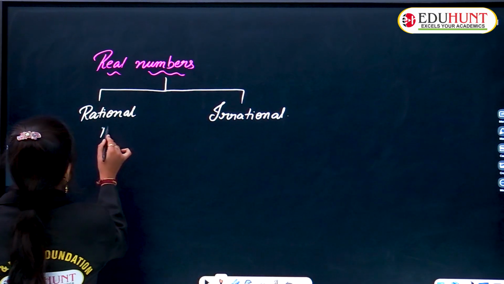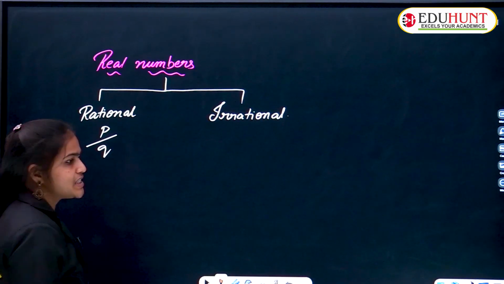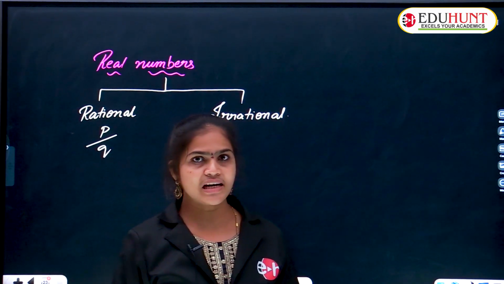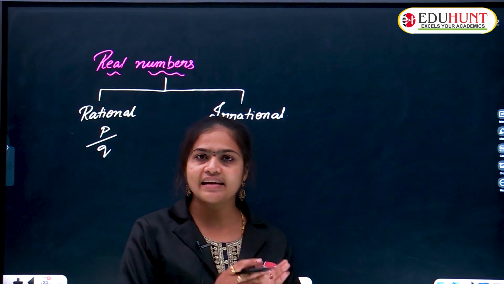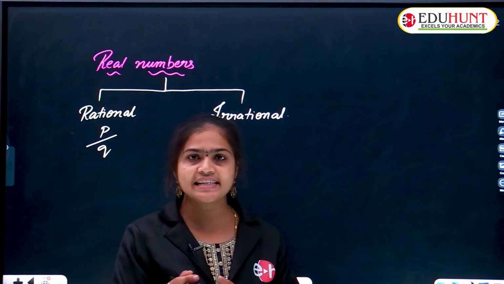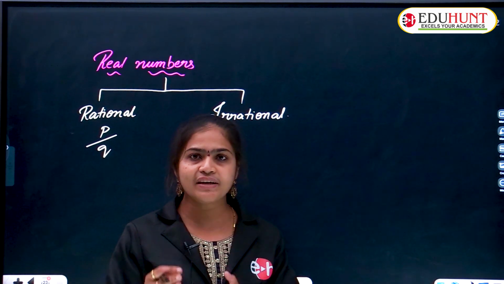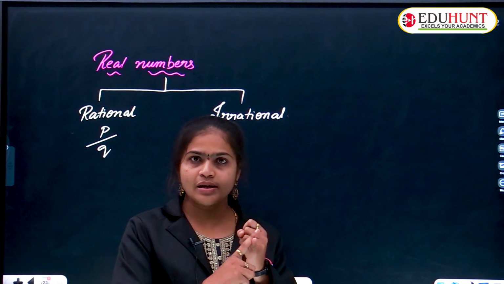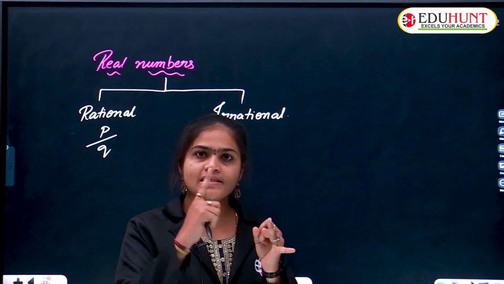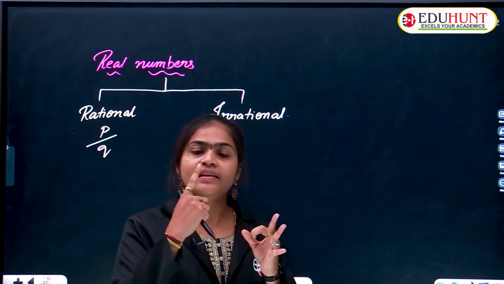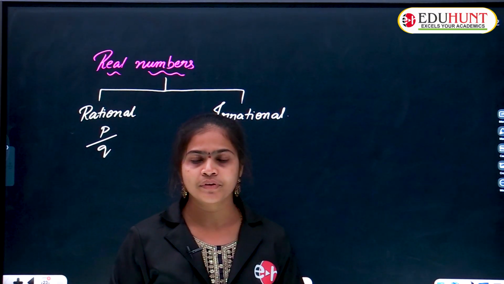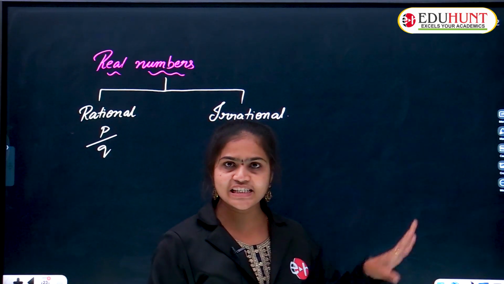Rational numbers means P by Q form. The numbers which can be written in the form of P by Q, all those numbers are rational numbers. And in the same way, in rational numbers, we are having integers. In integers, we are having whole numbers and natural numbers. The combination of natural numbers, whole numbers, integers, all of these come under rational numbers.